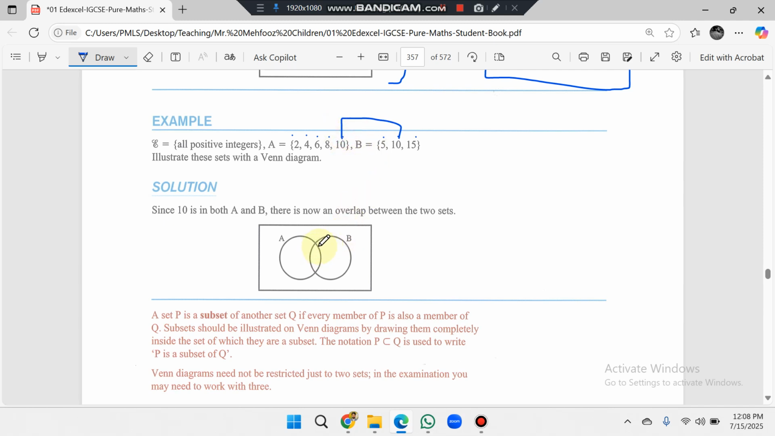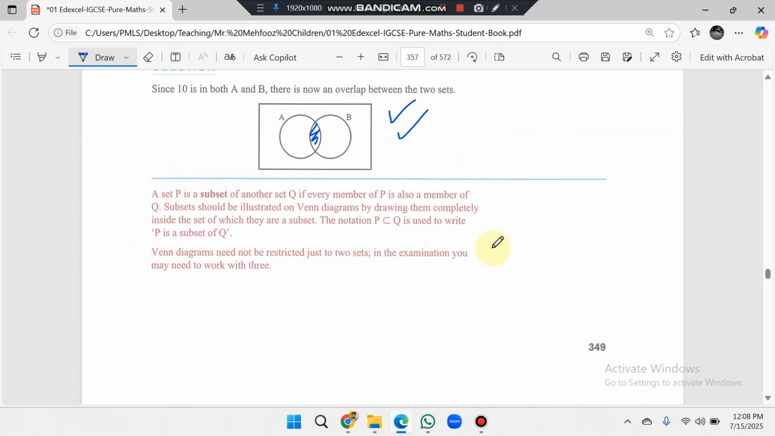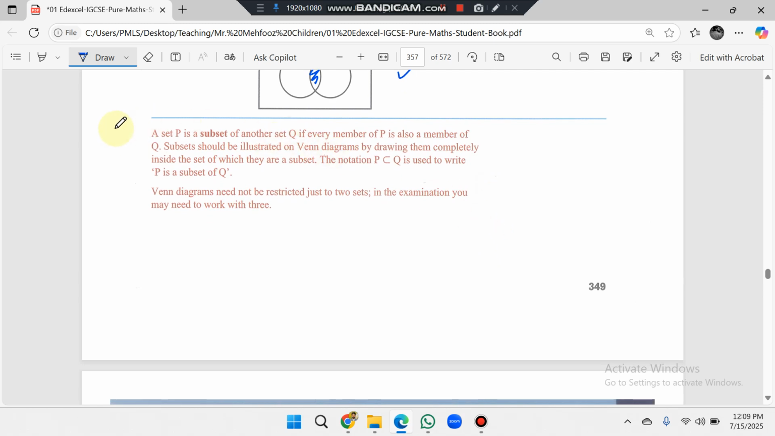So it means that a small region can be written by using the overlap method. So it means that A and B are overlapping. Since 10 is in both A and B, there is now an overlap between the two sets. So we can draw its Venn diagram like that. Do you understand or not? Yes. Okay. The third case is given next, but we'll study it after studying this point.